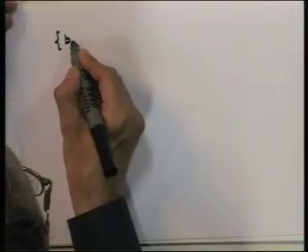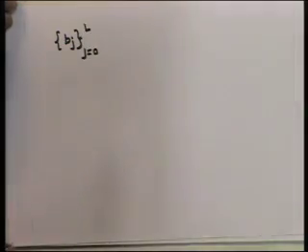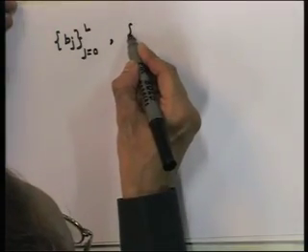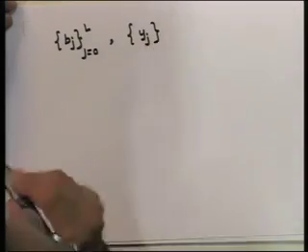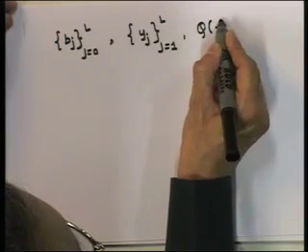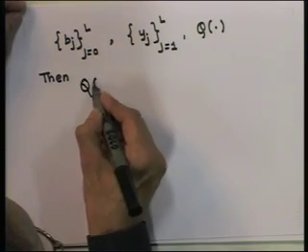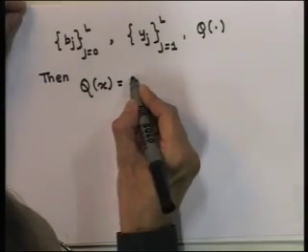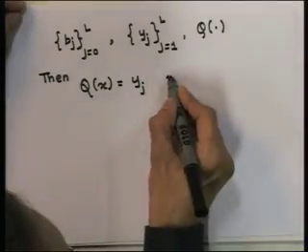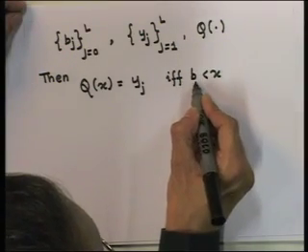So, let us denote the decision boundaries by Bj, j goes from 0 to L, the reconstruction levels by Yj, j is equal to 1 to L, and the quantization operation by Q. Then Q(x) is equal to Yj if and only if x lies in the interval specified as follows.